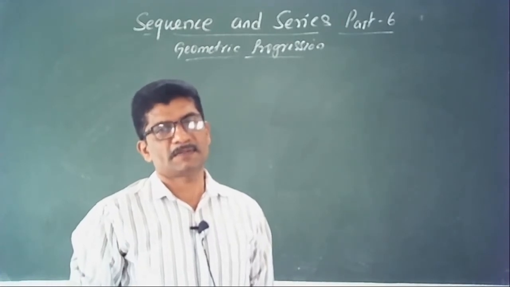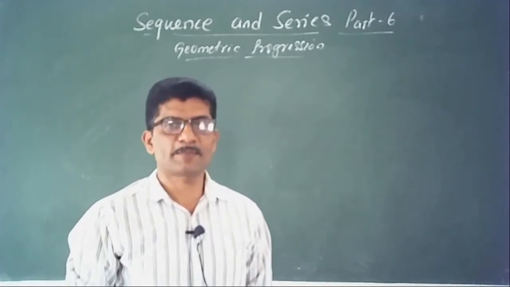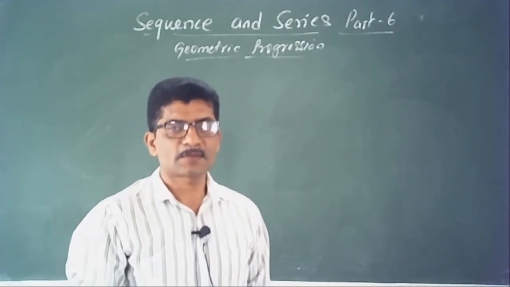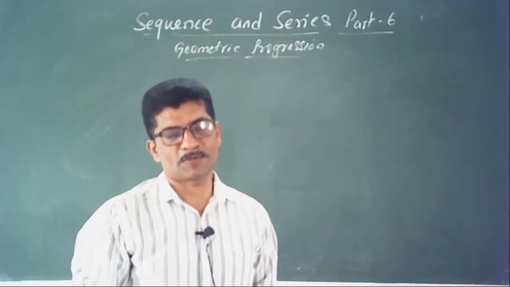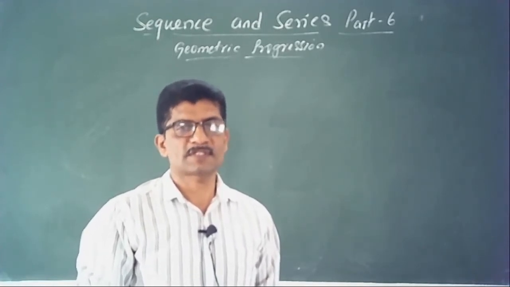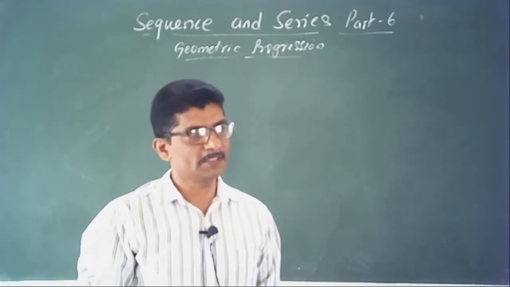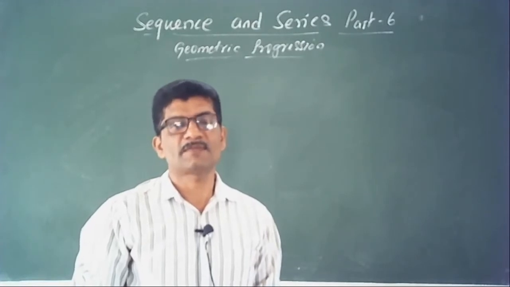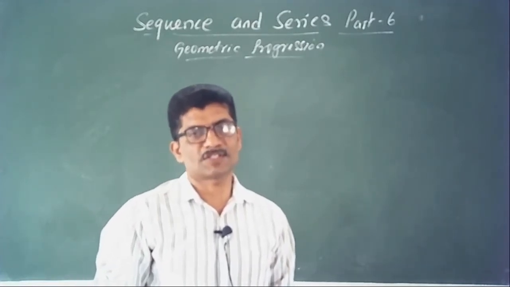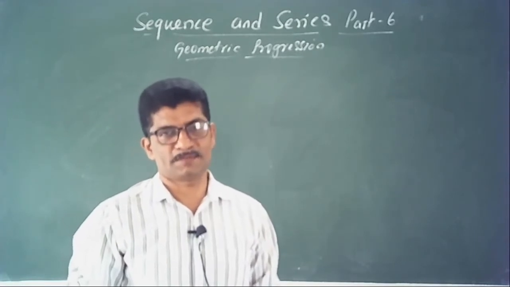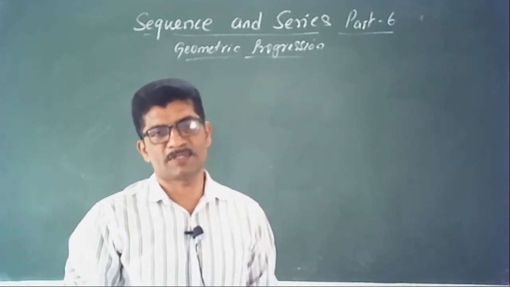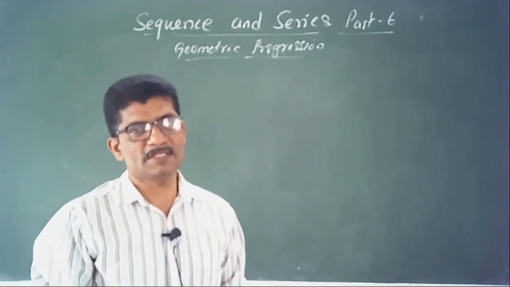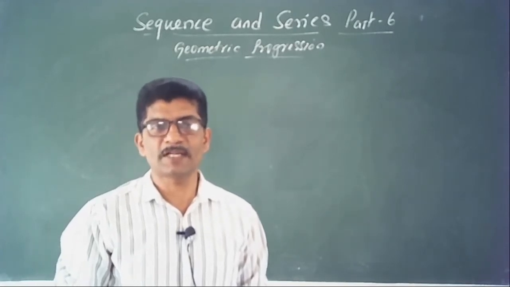In part 5, the last video, we discussed geometric progressions: the definition of geometric progressions, the nth term of a GP, the sum of the first n terms of a GP, the sum of infinite geometric progressions, and the geometric mean between two numbers and between n numbers. We discussed these. In this video we discuss some problems using geometric progressions.